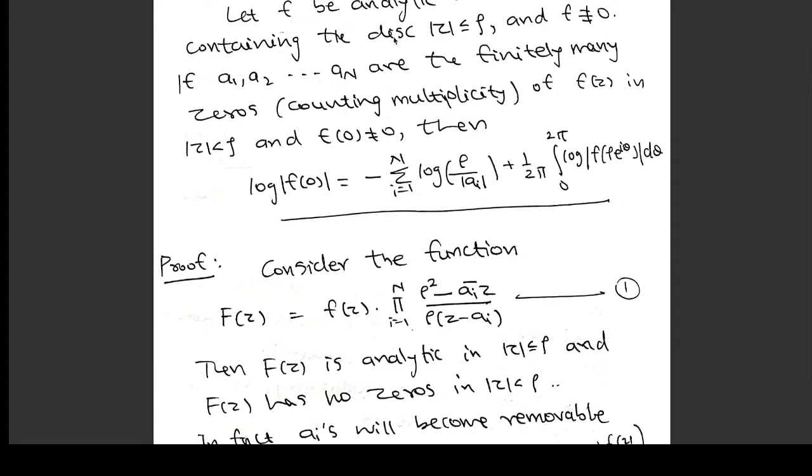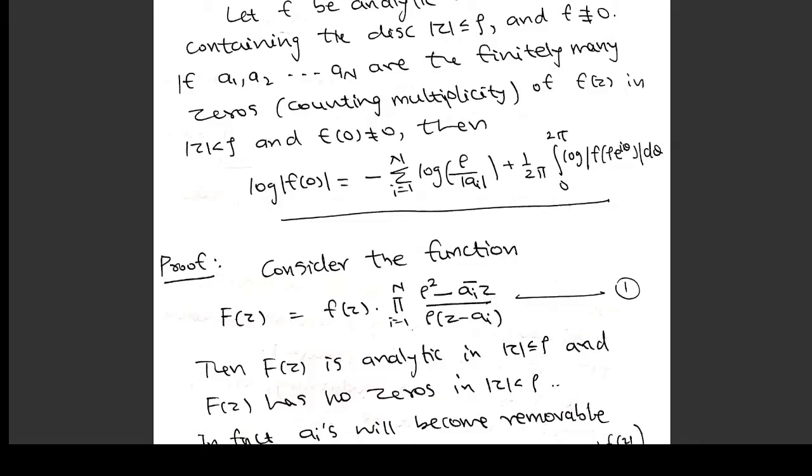You start from an analytic function in a domain containing the closed disk of radius rho, and we assume that it is not identically zero. So there are only finitely many zeros inside this disk. Now to make it easier, we assume that f(0) is not equal to 0. Here we denote a1, a2, etc., an, the finitely many zeros of f(z) inside this disk.